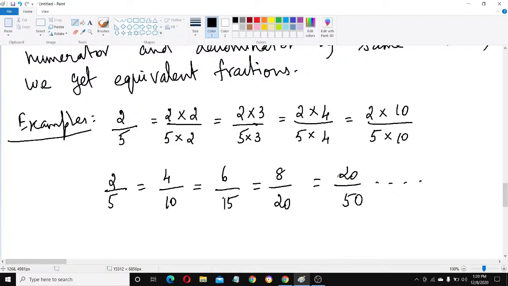So now you learn the types of fractions. First one, like fractions; second, unlike fractions; third, proper fraction; fourth, improper fraction; fifth, mixed fraction; and last, equivalent fractions.